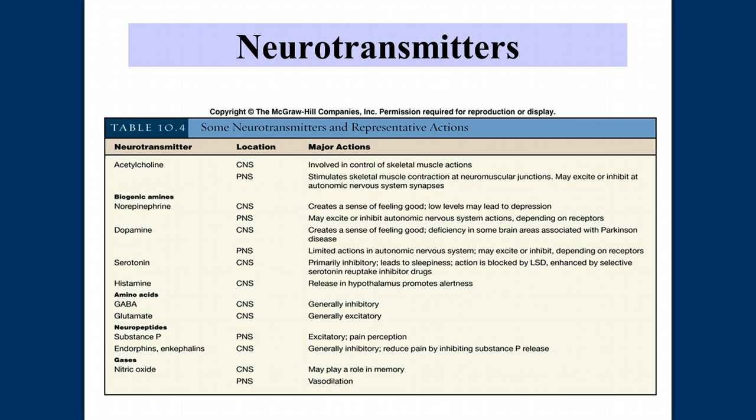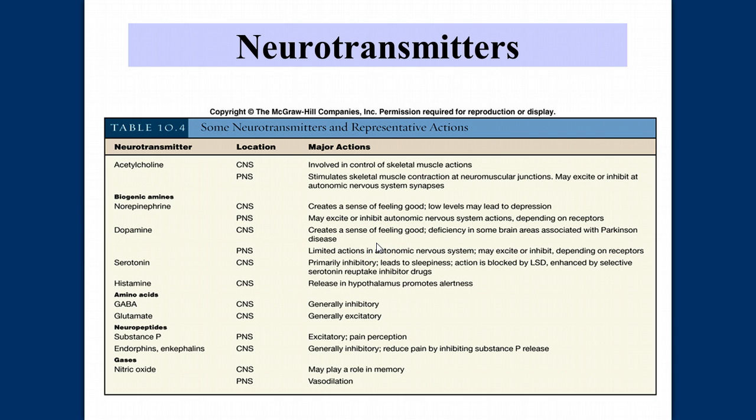Some of the examples are epinephrine and norepinephrine, and norepinephrine creates a sense of feeling good. Low levels may lead to depression. In the peripheral nervous system, it may excite or inhibit some autonomic nervous system actions depending on the receptors.